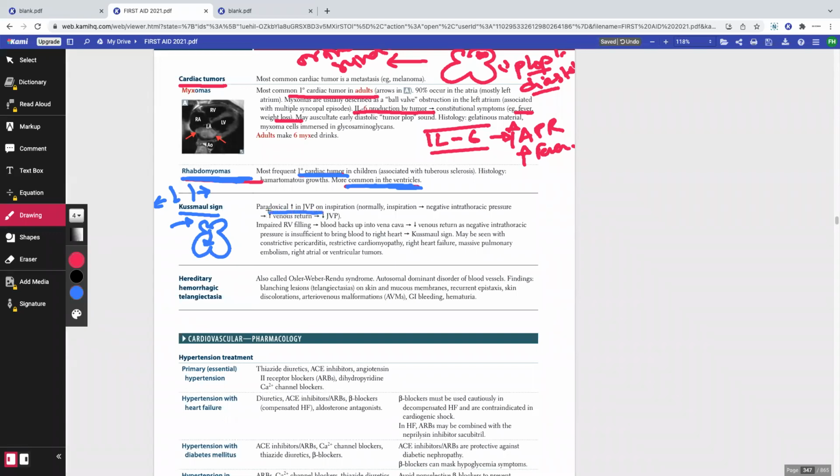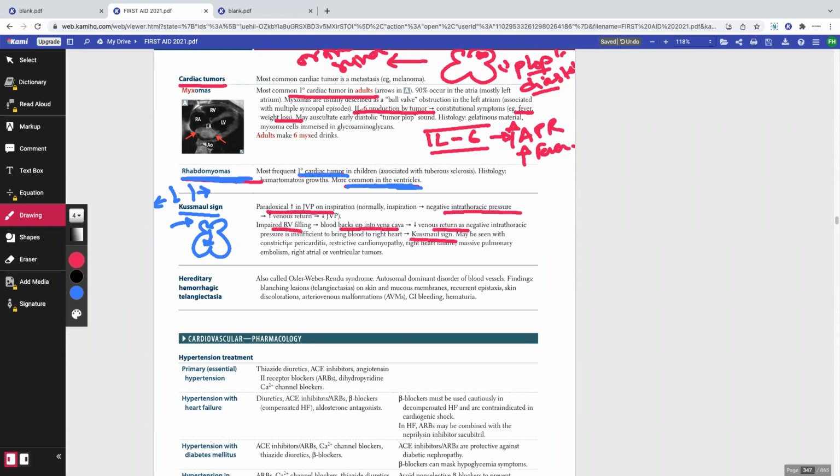I'm going to use my red for this because it's important. Due to the negative intrathoracic pressure created by inspiration, resulting in increased venous return, and as a result, this increased venous return will cause jugular venous distension. In a normal human, the jugular venous pressure should fall, but if there's an obstruction in a patient, then the jugular venous pressure will increase. What is the pathology? Pathology is that there's an impairment of right ventricular filling. As a result, blood backs into the vena cava, venous return is decreased, and patients get Kussmaul sign.